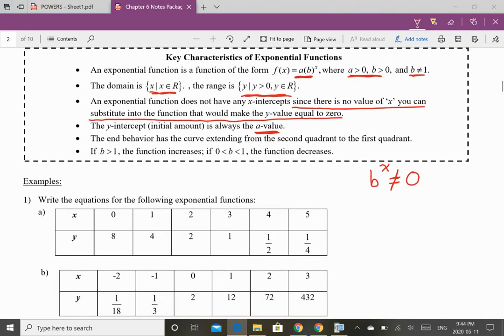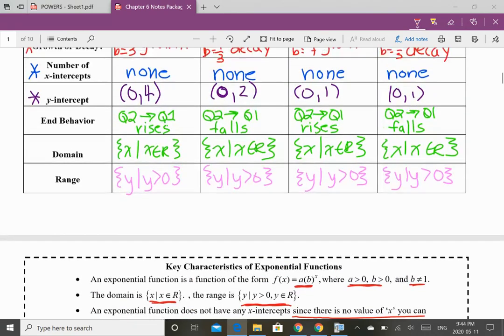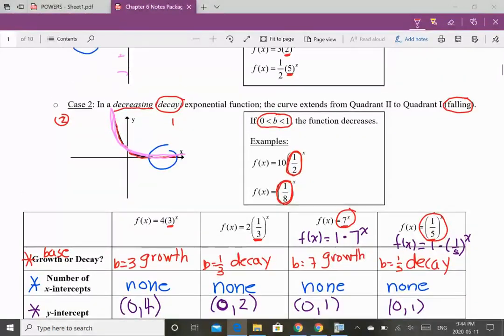The end behavior is always extending from quadrant 2 to quadrant 1. If b is greater than 1, we have an increasing function or growth, so it rises from quadrant 2 to quadrant 1. And if b is between 0 and 1, the function is decreasing or exponential decay, and the function falls from quadrant 2 to quadrant 1. That is lots of information about exponential functions.